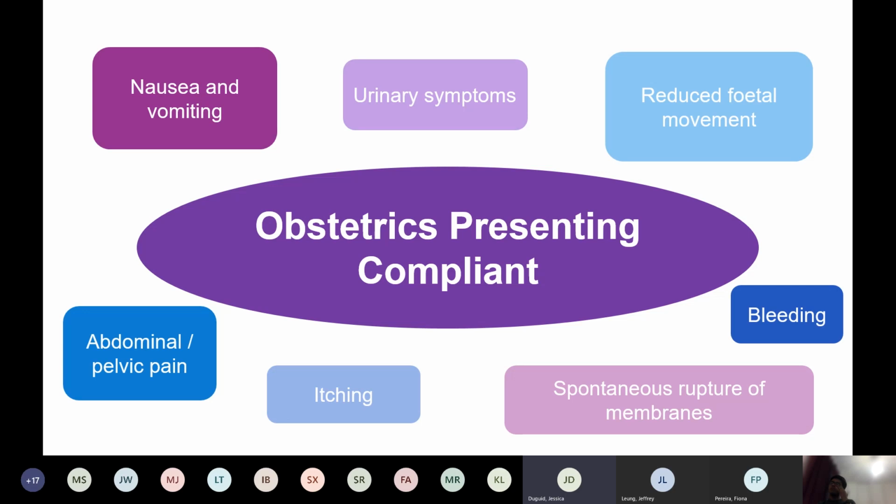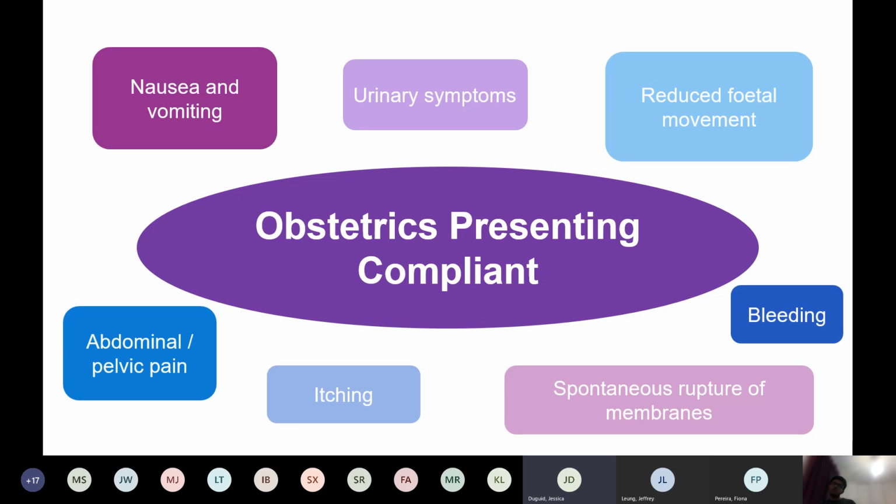Then spontaneous rupture of membranes. This can be a sign of labour, but can also not be a sign of labour. A woman normally describes this as a gushing sensation, or like something popping. So you need to ask about that, and then ask if they've had any symptoms of infection, so temperatures, fevers, that kind of thing. Because if we have spontaneous rupture of membranes before women go into labour, they could get infections, which is not good.